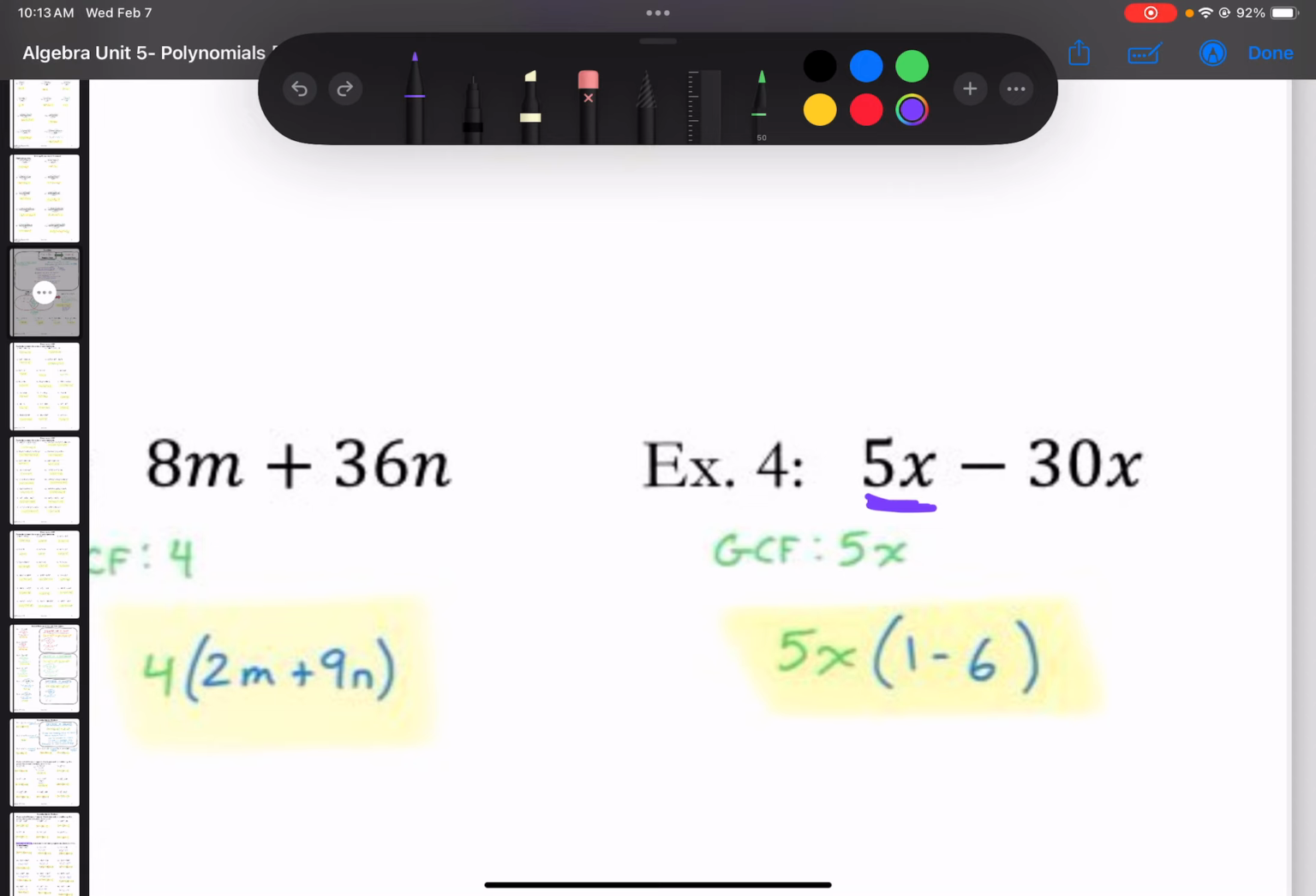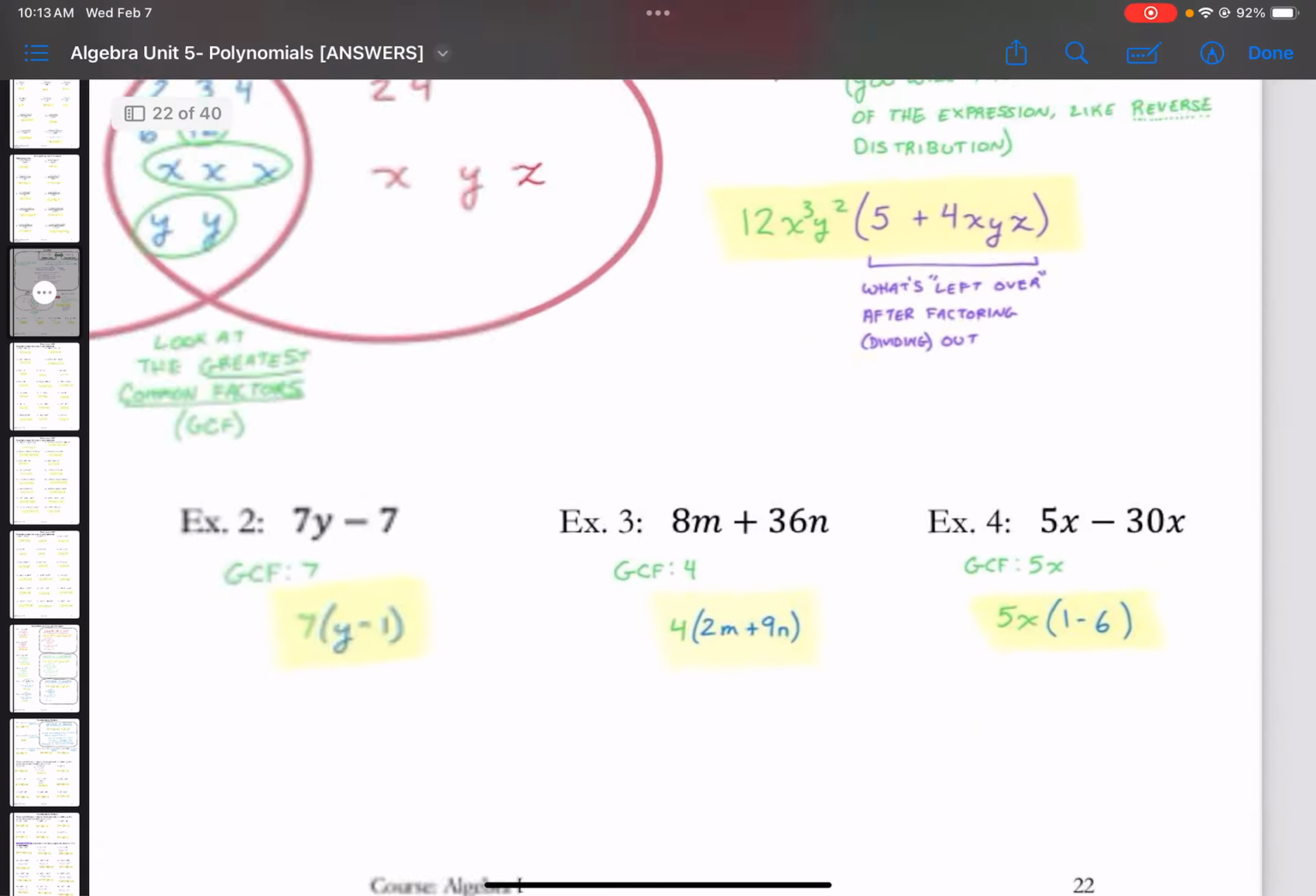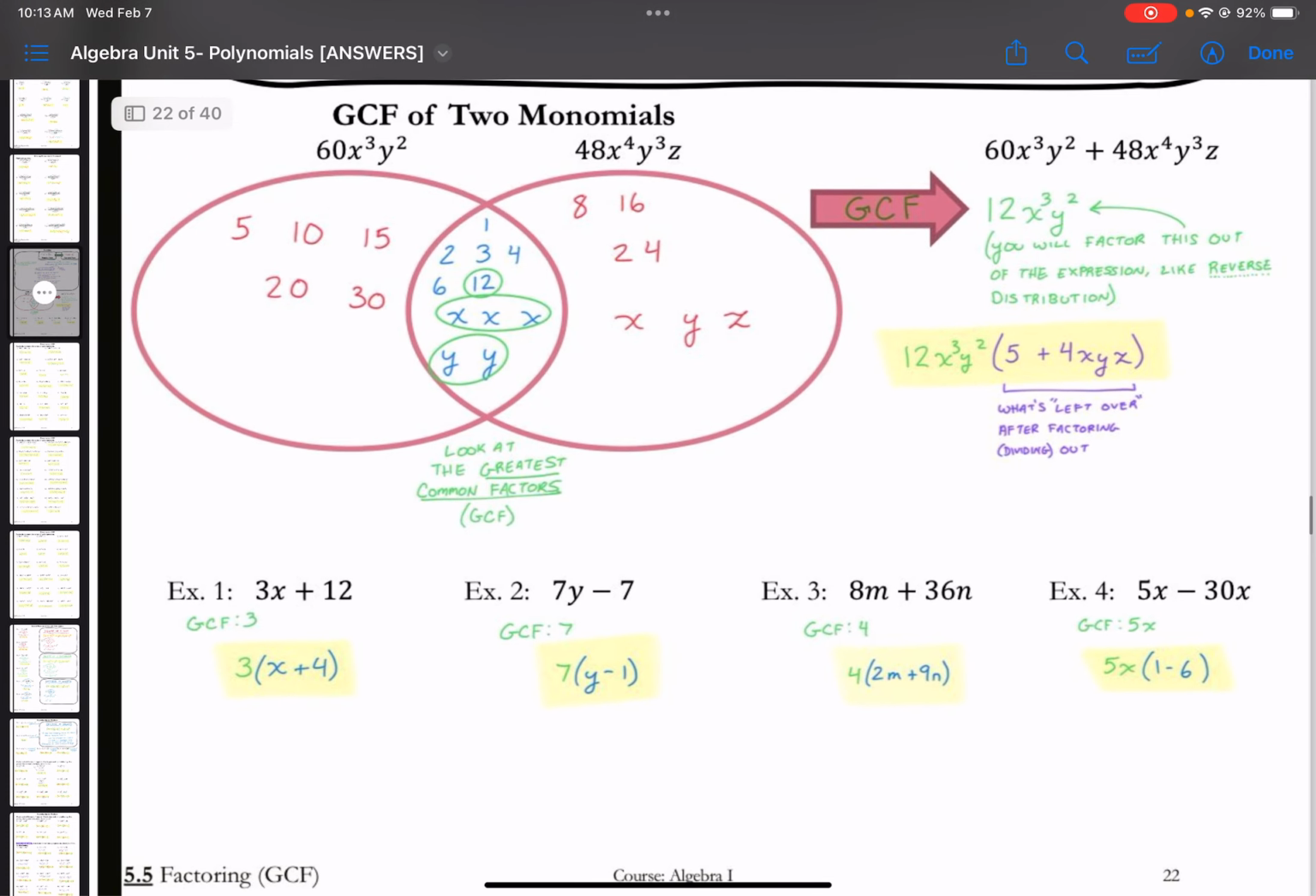Yes, you could simplify this further, but the main goal was to say that, right, you could do 1 minus 6, but the main goal was to really practice our factoring skills. So go ahead and continue on with the practice.